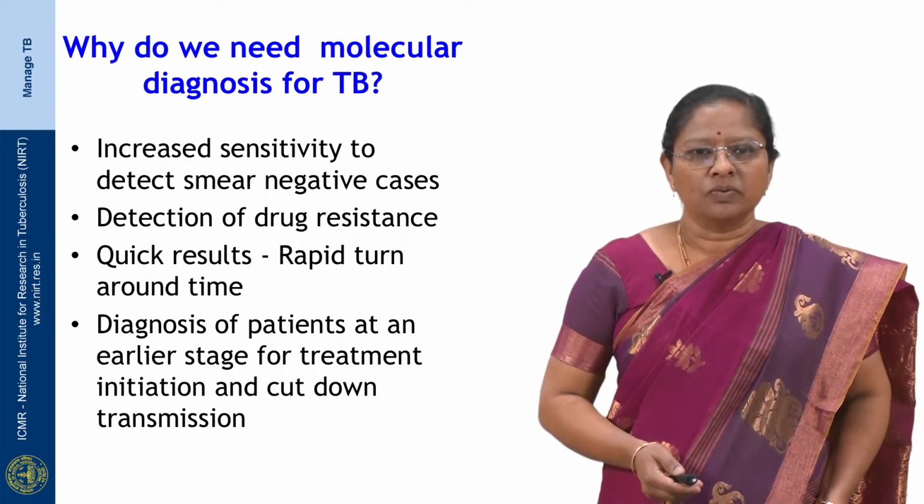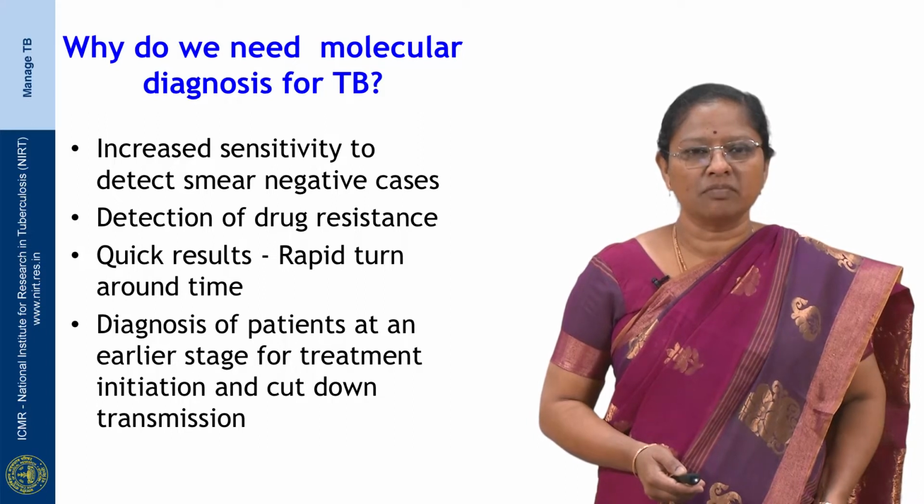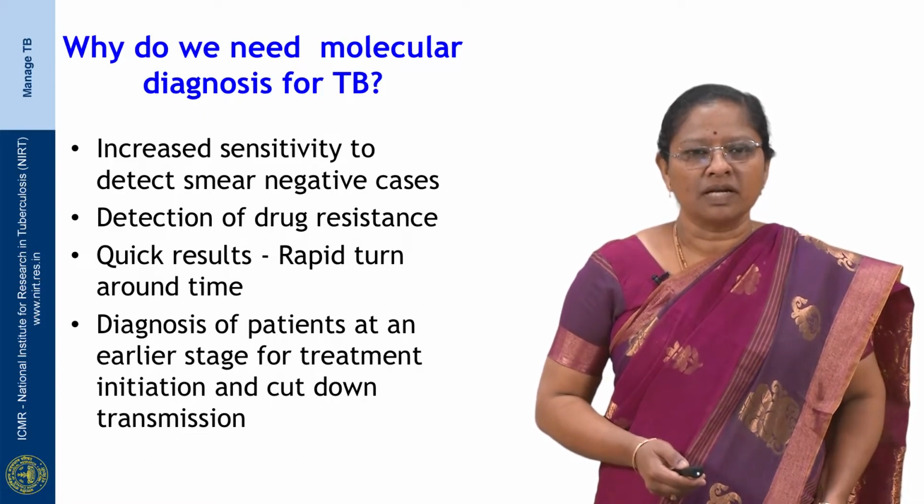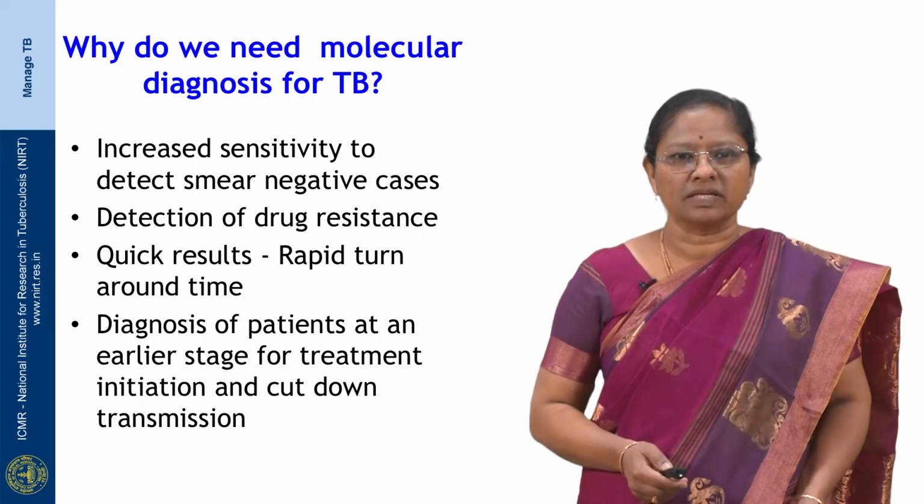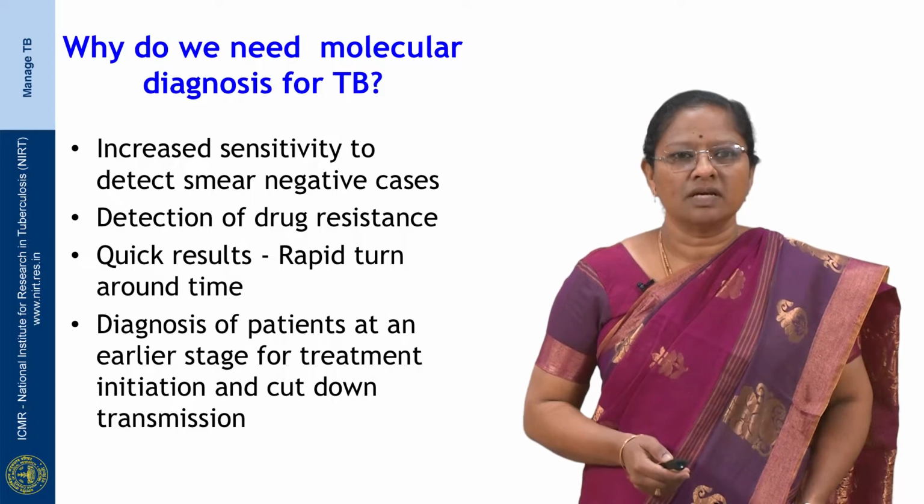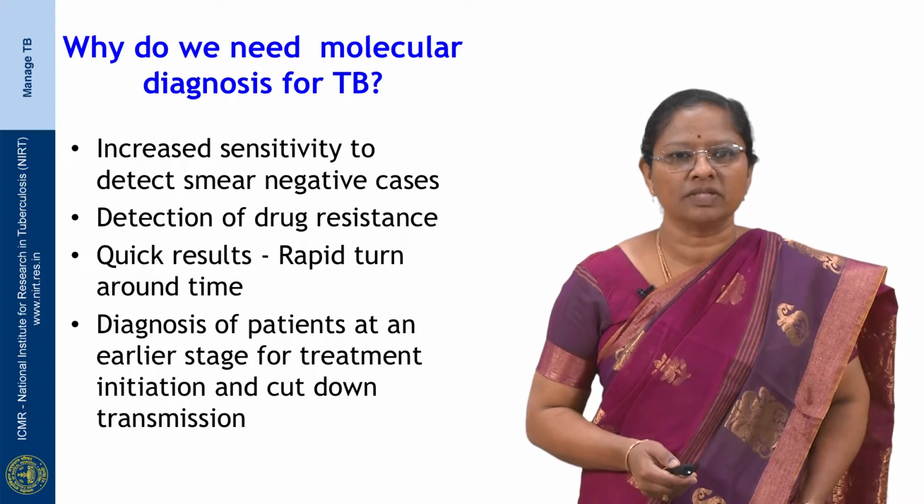As we all know, smear microscopy has its own sensitivity limits because we require about 10,000 bacilli per ml of sputum for detecting positivity, and culture is a time-taking process. So, the advantage of molecular diagnosis is its rapid speed of detection. It has an increased sensitivity to detect smear negative cases, and it can also detect drug resistance in addition to the diagnosis. The results have a quick turnaround time varying between 2 hours to 48 hours depending on the different methodologies.